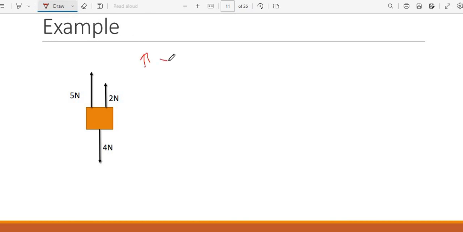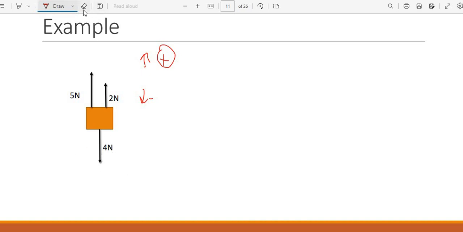So I am going to take upward as positive. So it means we have positive 2 Newton, we have a positive 5 Newton because both of them are upward, and because that one is pointing in the opposite direction, which is downward, it means downward will be negative. So that vector there will be negative 4 Newton.